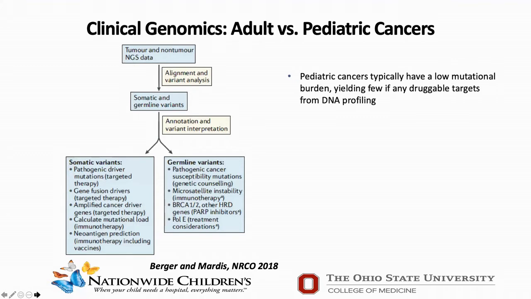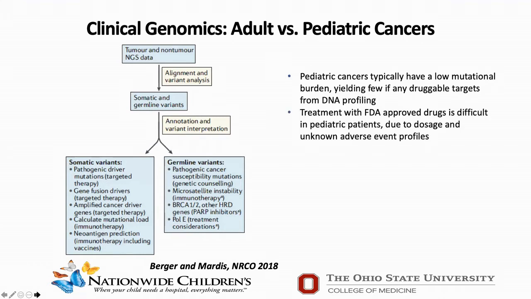But the reality in the pediatric setting is shown here. Unlike adult cancers, pediatric cancers typically have a low mutational burden, and they yield few, if any, druggable targets from just DNA profile alone. In the clinical trial setting, or even with FDA-approved drugs, it's very difficult to dose pediatric patients properly, and there are many unknown adverse event profiles. As we're fond of saying in pediatrics, kids are not just small adults.